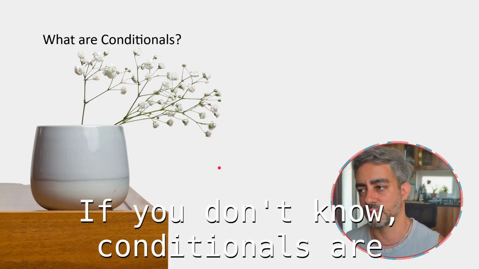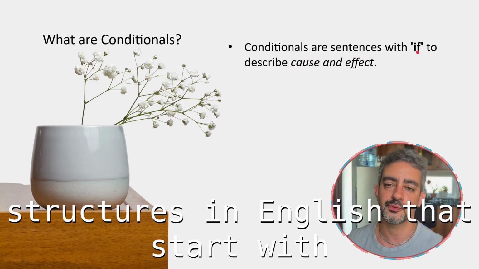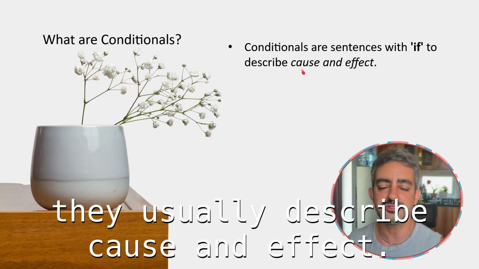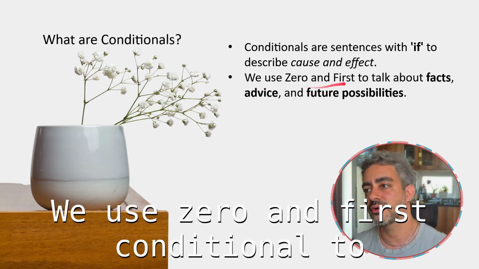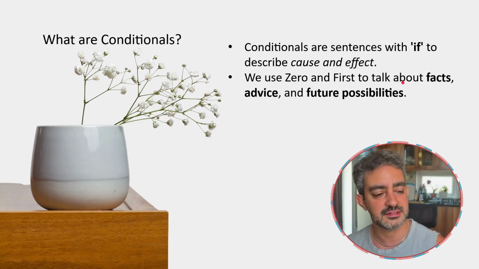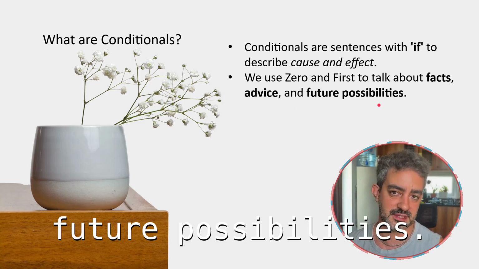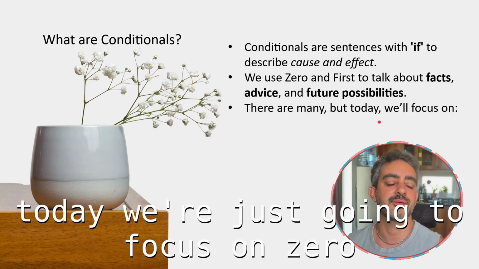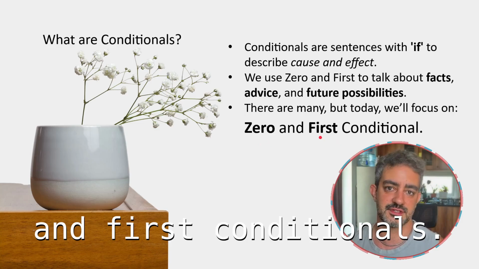If you don't know, conditionals are structures in English that start with if or have if somewhere in them, and they usually describe cause and effect. We use zero and first conditional to talk about facts. We use them to talk about advice and future possibilities. Now there are many, but today we're just going to focus on zero and first conditionals.